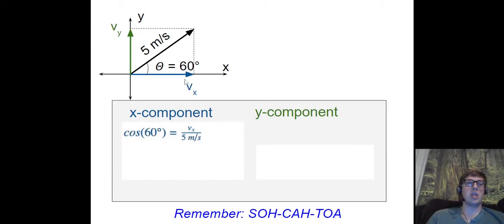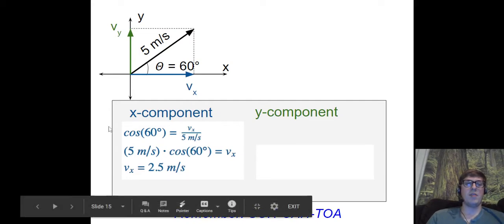Because this is the adjacent side, we can use cosine, because cosine is adjacent over hypotenuse. Because of that, we have cosine of 60, the angle, equals the adjacent, Vx, over 5 meters per second. If we multiply by 5 meters per second on both sides, it's 5 meters per second times cosine of 60 equals Vx, or Vx equals 2.5 meters per second.